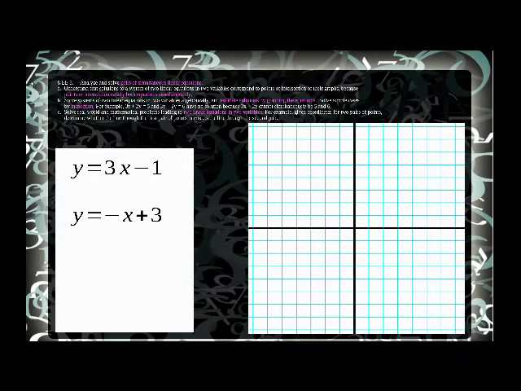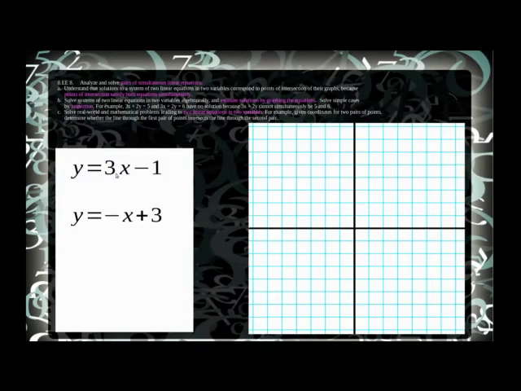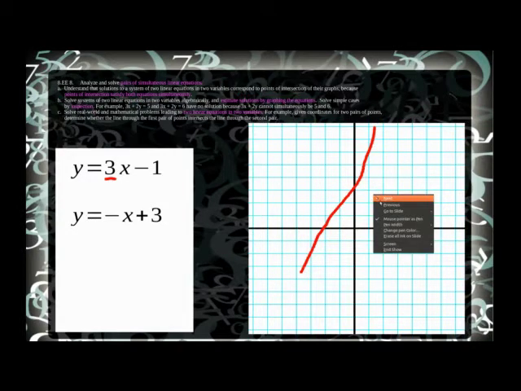Hello again. So looking here, we have two equations to graph. Now, one of these, y is equal to 3x minus 1, has a positive slope. That slope is positive. Looking at this, it is a positive 3, so we would expect this line to go up like that in some way.